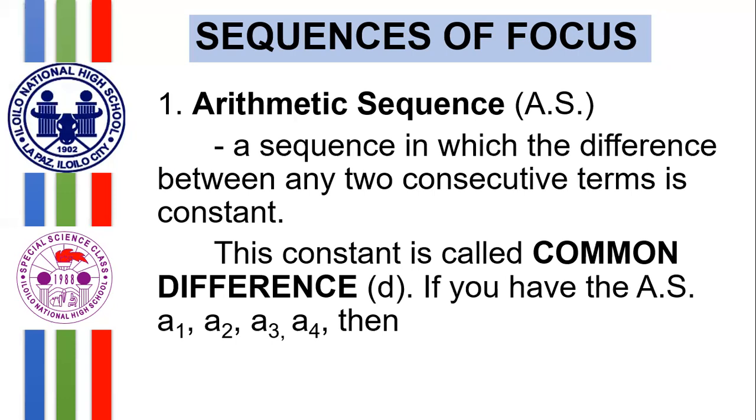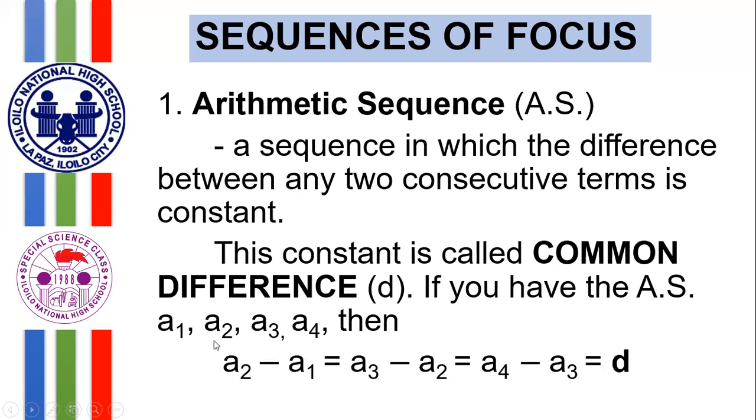That is, if you have an arithmetic sequence with terms a sub 1, a sub 2, a sub 3, a sub 4, for example, then if you subtract the second term by the first, it's equal to the difference of the third and the second term, which is also equal to the difference of the fourth and the third. And their constant difference or their value is your common difference or d.